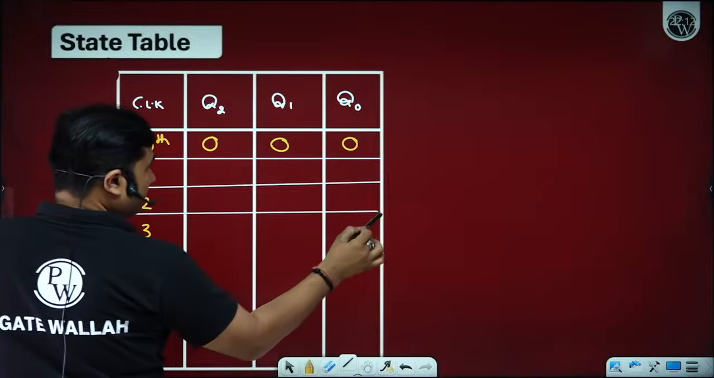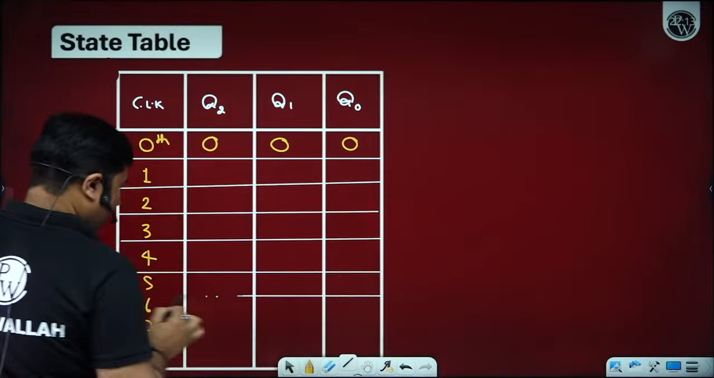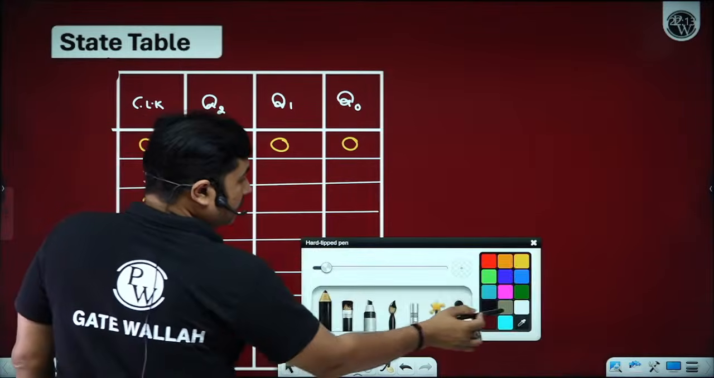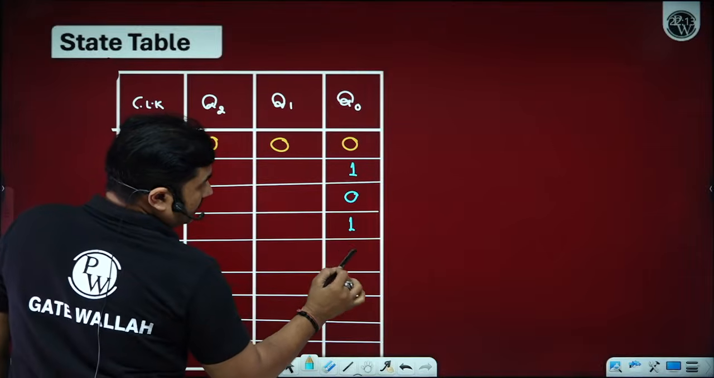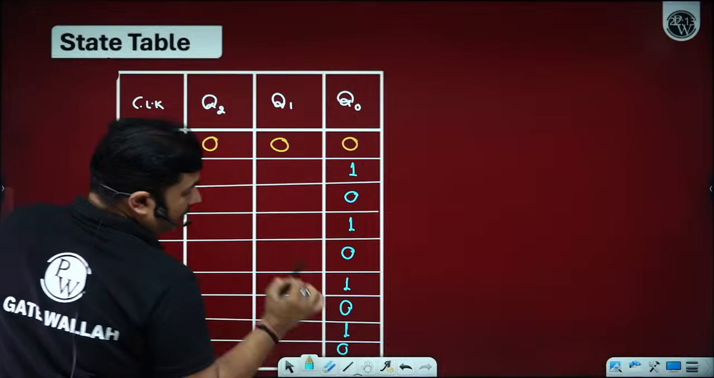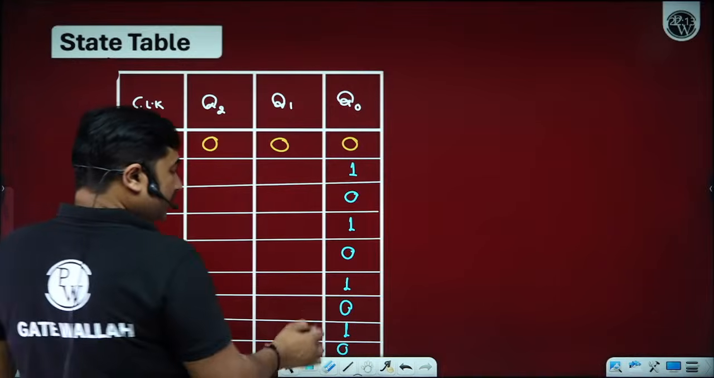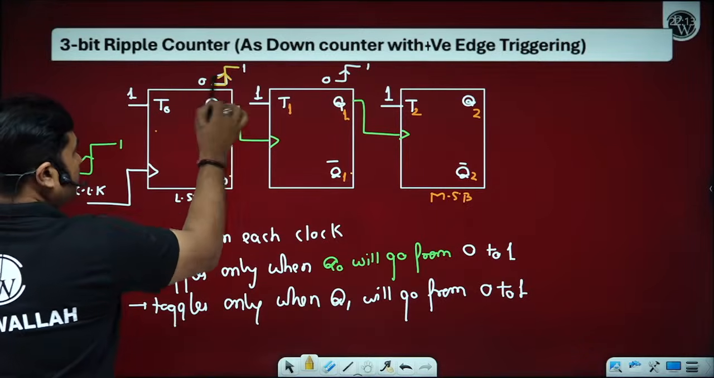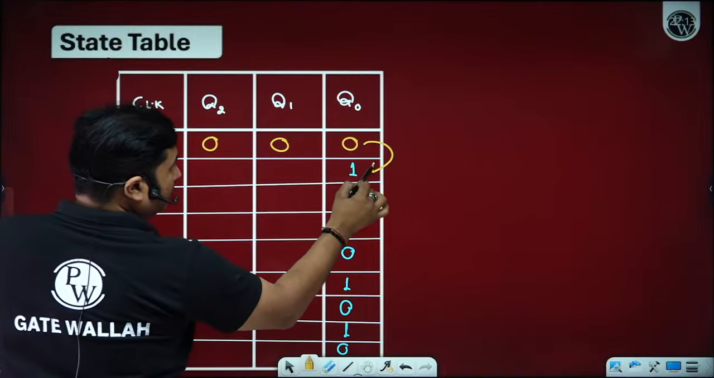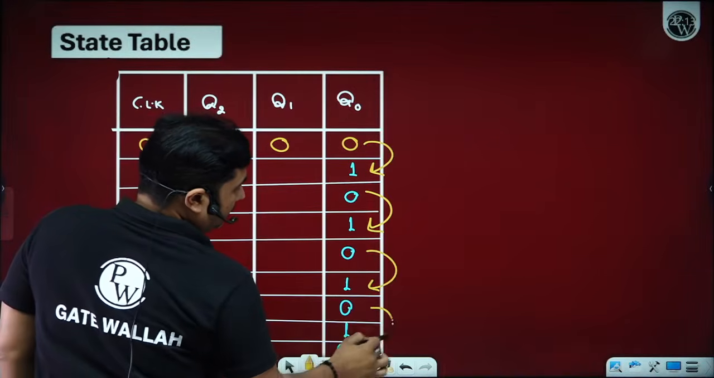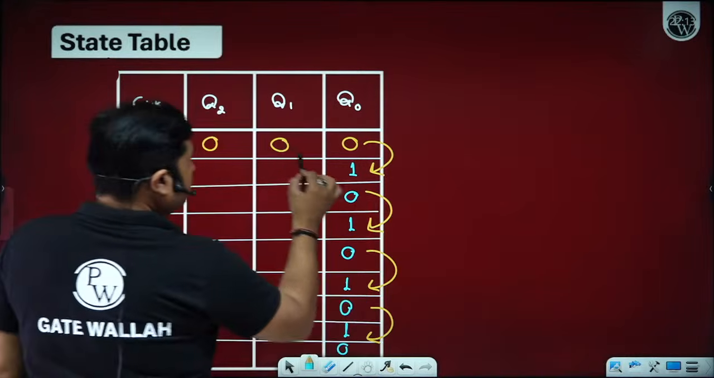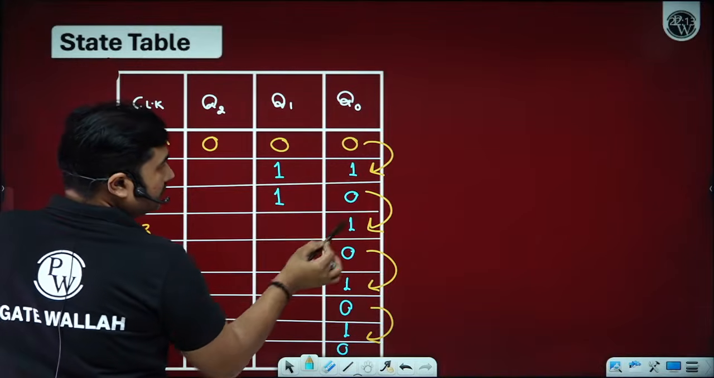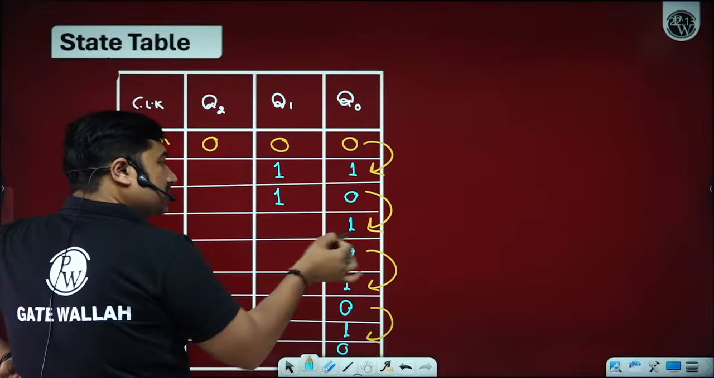Now, please observe. I am interested to check on the first clock pulse. See, Q0 toggles on every clock pulse. Q1 toggles whenever Q0 goes from 0 to 1. That indicates this will go from 0 to 1, 0 to 1, 0 to 1, 0 to 1. So it means this toggles when it changes from 0 to 1. It will remain the same from 1 to 0 because there is no clock edge from 1 to 0. Whenever Q0 changes from 0 to 1, it toggles.